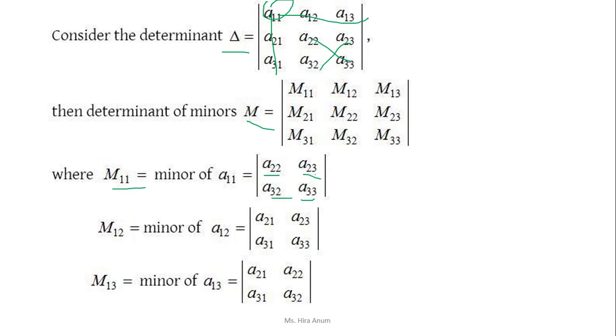A22 multiply with A33, A32, A23, or you can write this. This is the determinant, and you can easily determine this value. Similarly it is 2 cross 2, it is easy to understand.